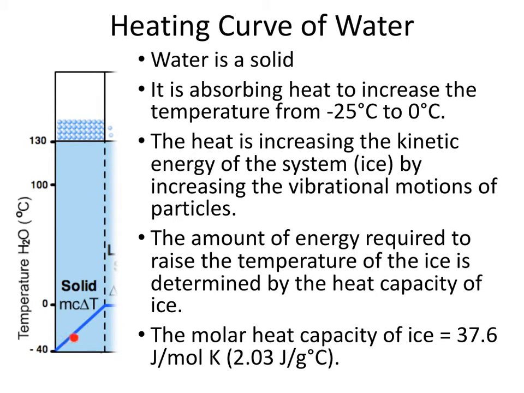Now again, we get to a point where we won't see a temperature change, but until we get to that point, we see a change in temperature. The amount of heat required to raise that temperature is determined by the heat capacity of the ice. And what you'll find is that ice, liquid water, and steam have different heat capacities. Ice can absorb 2.03 joules per gram degree Celsius. Now this value will be important later on when we get into some calculations.